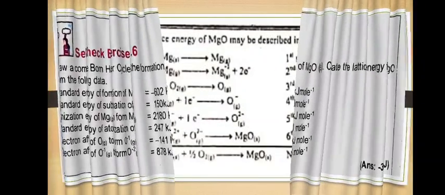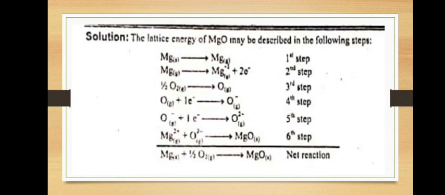and in the next slide you can watch the lattice energy described in the following steps. Different steps have been given. First step is magnesium solid to magnesium vapors. Second is ionization energy. Magnesium atoms are converted into magnesium ions. That is enthalpy of atomization.